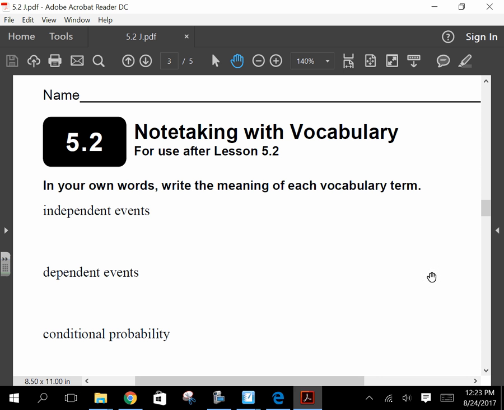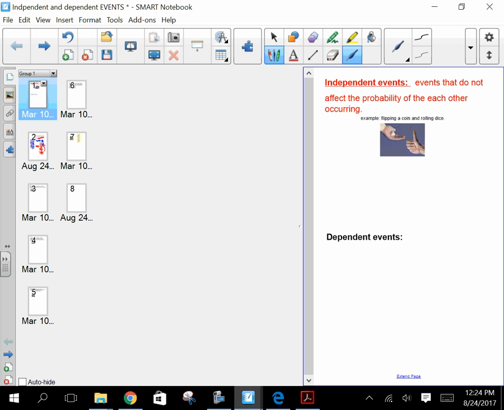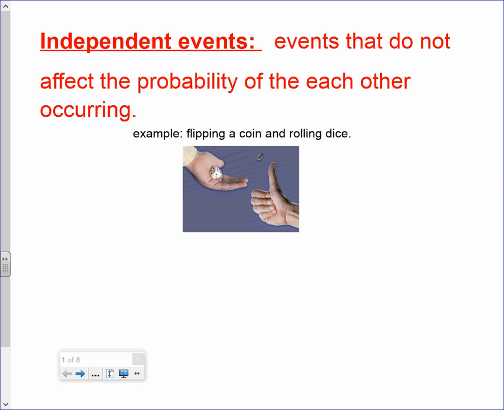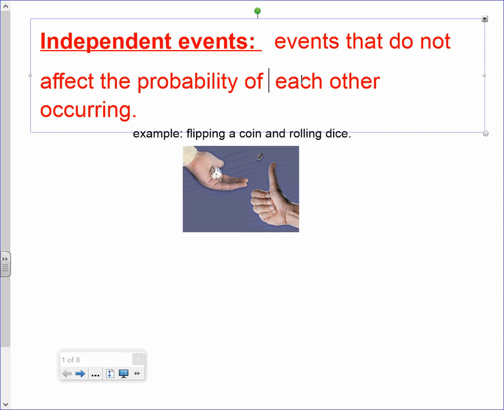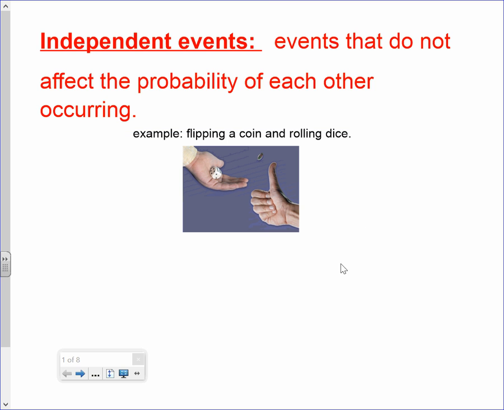So you have the note-taking with vocabulary. Let's go ahead and define the first word, independent events. Independent events. So here's what you're going to write: events that do not affect the probability of each other occurring. A little typo there, not "of each other," just "of each other occurring."